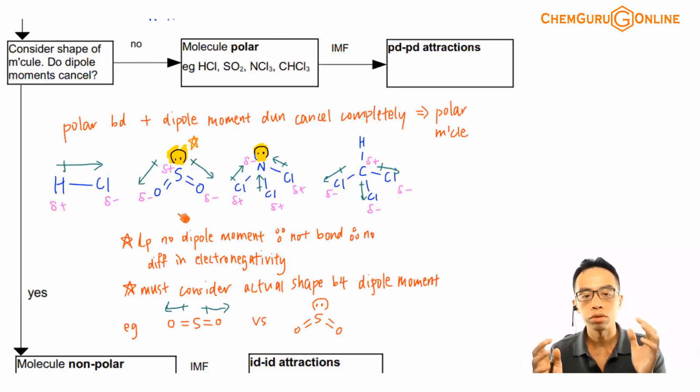Make sure you take into consideration the actual shape first, then you go and draw the dipole. Otherwise, again, we will make mistakes. We will have the wrong shape and we will have a wrong conclusion in terms of the net dipole moment, whether it cancels or doesn't cancel.